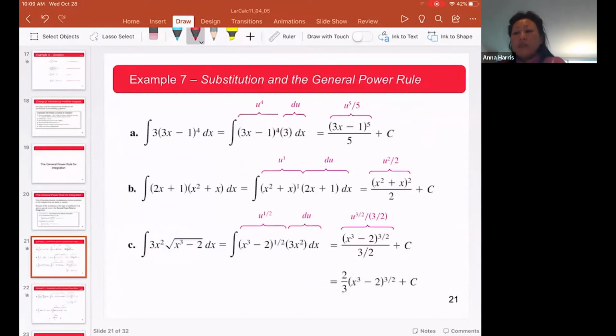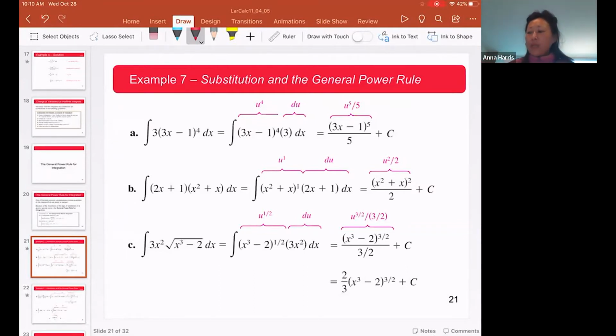Okay, so let's look at this problem. There's a lot of substitution things that we can do, so I am going to write this down so I can use this as your example problem. First, A is 3 times (3x minus 1) to the 4th dx. B is (2x plus 1) times (x squared plus x) to the dx. And C is 3x squared times (x to the 4th minus) dx.